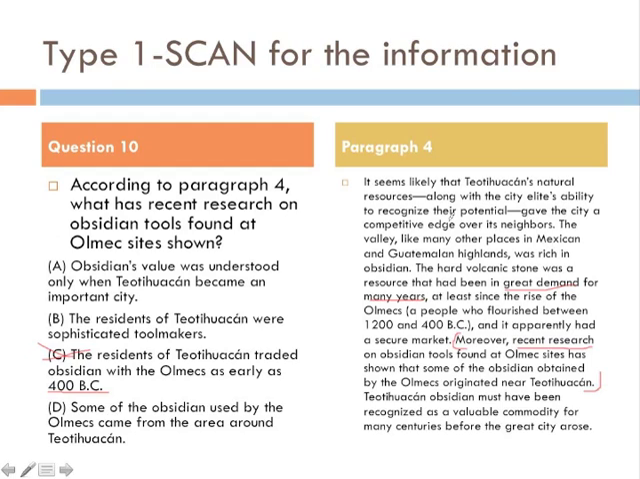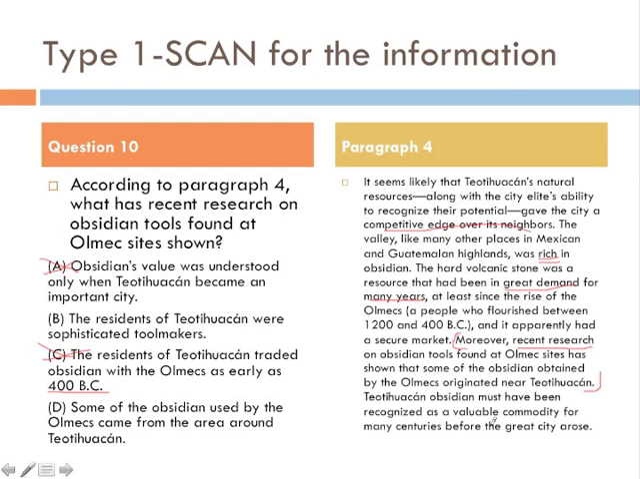It probably gave the city a particular competitive edge over its neighbors. But I think one of the tricks we're seeing here is the use of the word rich. In this case, the use of the word rich is not referring to money necessarily. It's referring to how much of something they had. So in this case, A might be true, but we can't seem to find any proof that its value was understood only then.